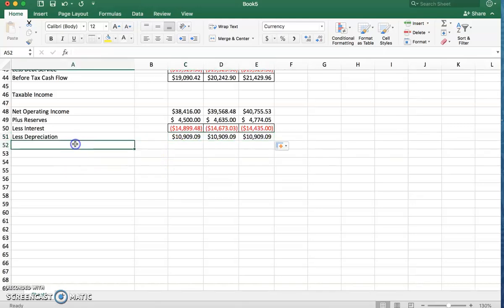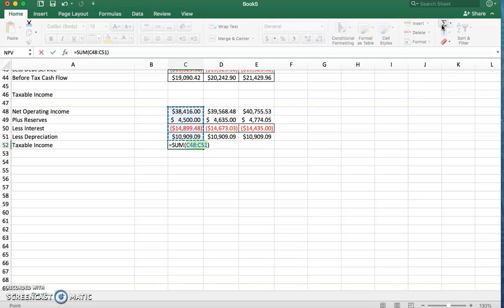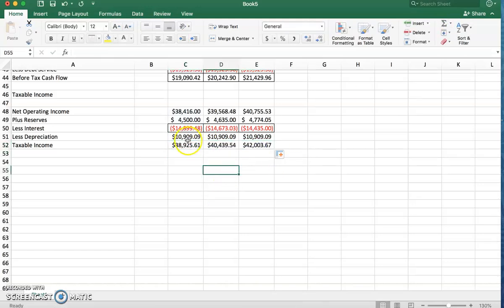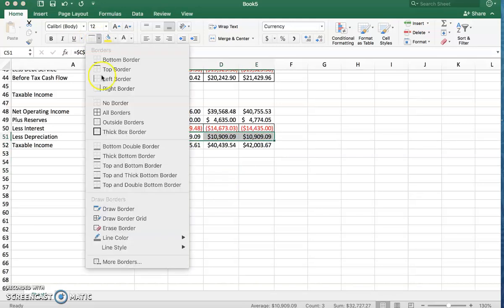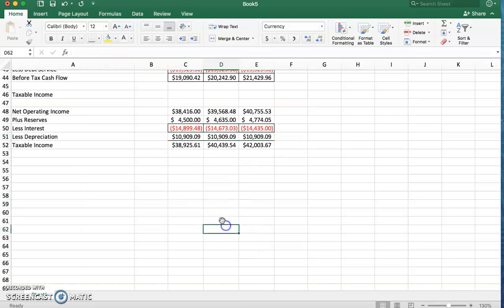We can calculate the taxable income overall, and that's just going to be a sum of all these numbers right here. So we'll just do a sum function again. Perfect. Pull the equation across. All right, and to make it stand out more that that is a total, we're going to underline this right here. Just a little bottom border. We should take out these borders. Perfect.